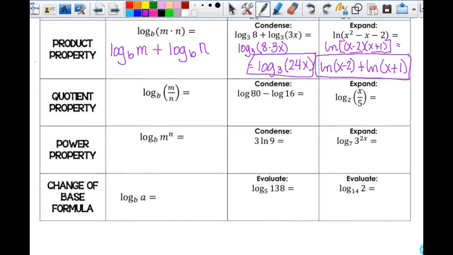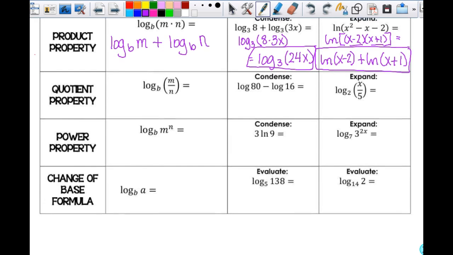All right. So then I have a quotient property. If multiplication turns into addition, then division turns into what? Subtraction. So log base b of m divided by n would just be log base b of m minus log base b of n. And again, you have to be able to go in both directions.